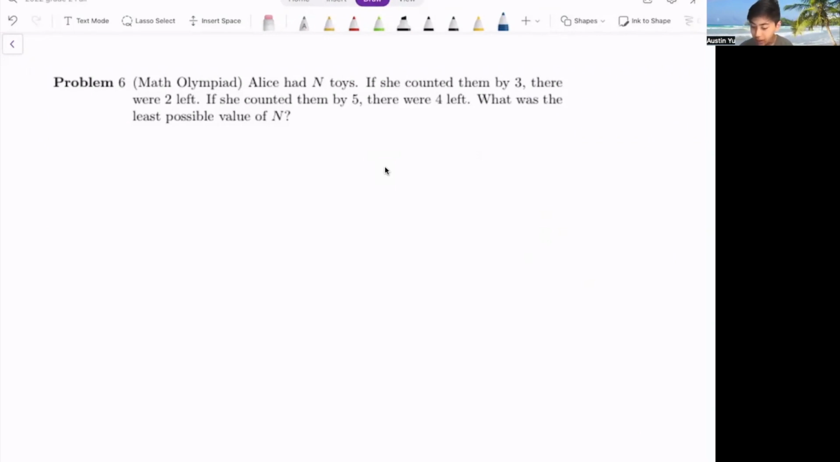So let's first list out numbers that have remainder 4 when divided by 5. For example, let's do 4, 9, 14, 19, 24, 29, and so on. And it is easy to see that 14 is the first one that has remainder 2 when divided by 3. So therefore, the answer is 14.